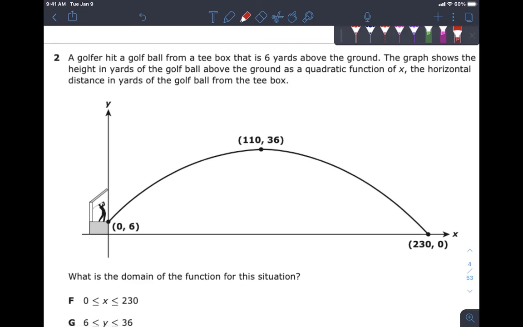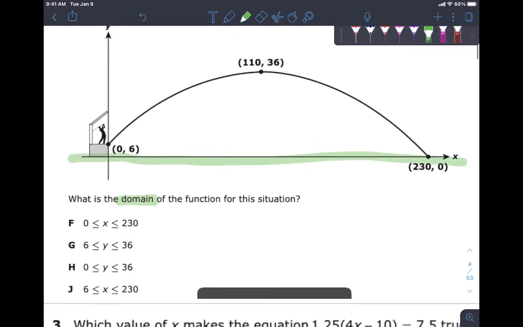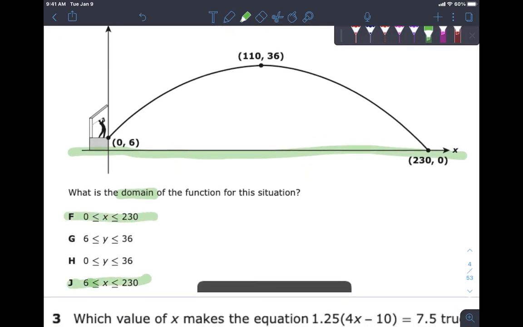A golfer hit a ball from a tee box that is 6 yards above the ground. The graph shows the height in yards of the ball above the ground as a quadratic function of x, the horizontal distance in yards of the golf ball from the tee box. Okay, way too much information, okay? We don't even need to know all of that. What is the domain of the function? Domain is dealing with x's, not y's. So I already can eliminate answer choice G and H.